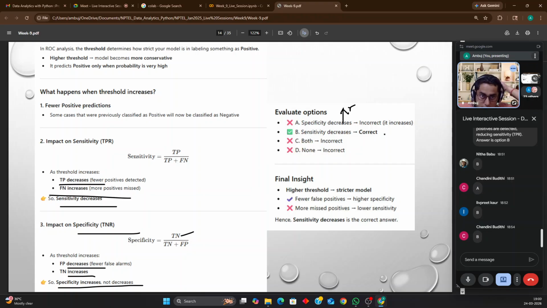Both cannot be the truth. The higher the value of the threshold, the stricter the model. Fewer false positives means higher specificity, and with fewer positives, the sensitivity would be lower. So sensitivity decreases is the correct answer. Okay. Very good.